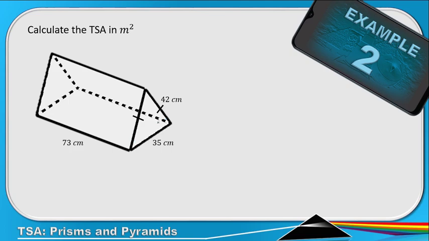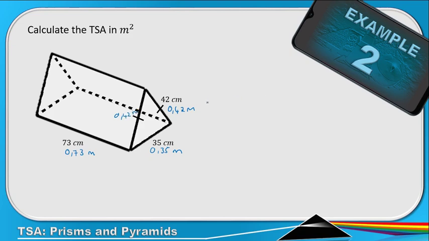Although personally I just think it's easier to take centimeters to meters, so I'm going to convert them now, and I know that there's 100 centimeters in 1 meter, meaning I'm going to divide by 100. So this is 0.73 meters, this is 0.35 meters, and 0.42 meters. And then obviously we are shown that this side equals this side, so this will also be 0.42 meters.